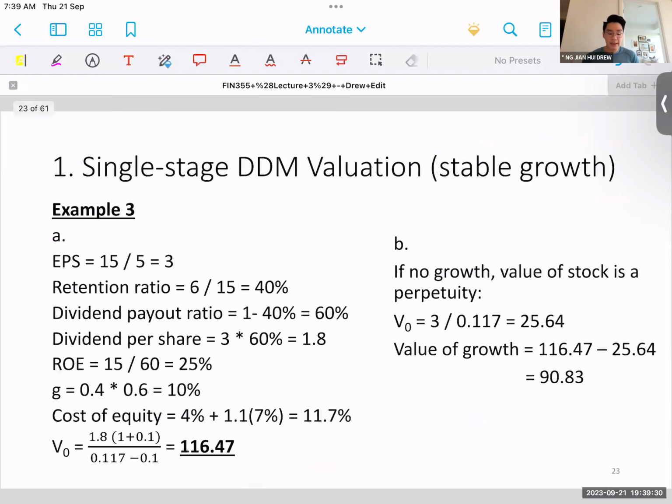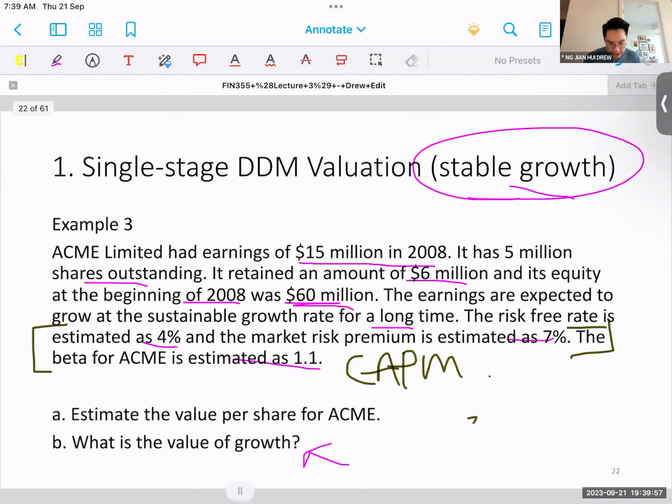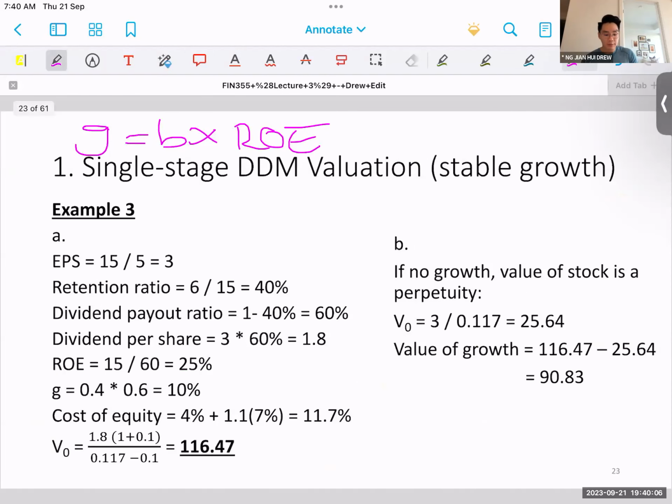So because of this, we have to calculate the growth rate because it's not given to us. And I hope you do recall, because we just talked about it, g equals b times ROE, right? So now, how do we calculate the b, which is the retention rate? First of all, let's see what information we have. Amount retained is 6 million. So if they retain 6 million out of the 15 million, that's where we can calculate 6 divided by 15, we get a retention ratio.